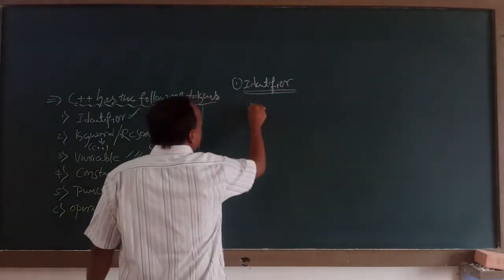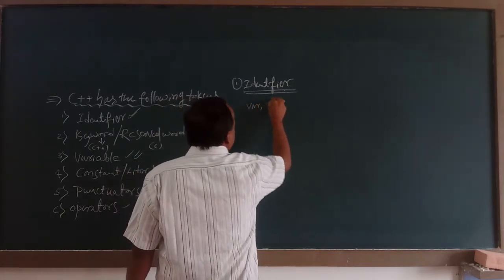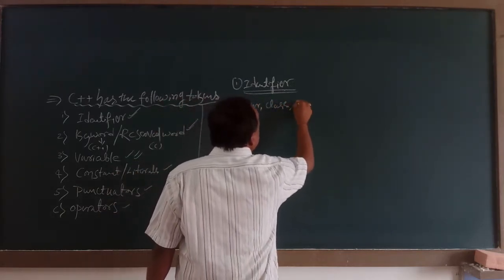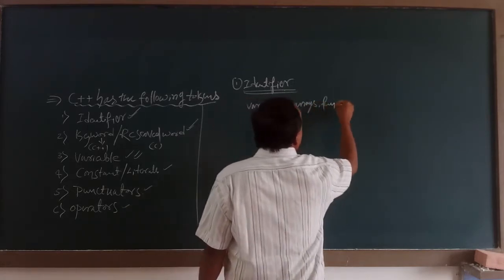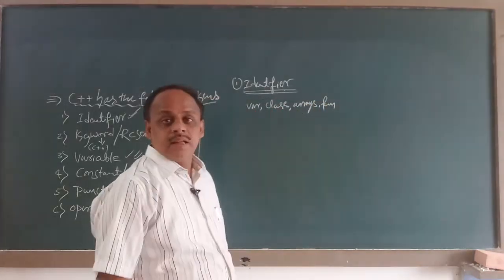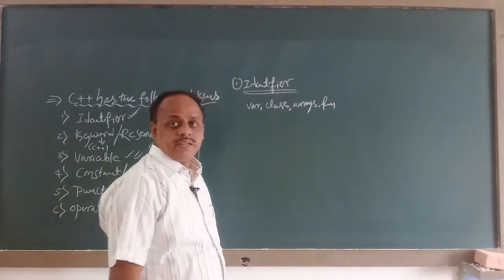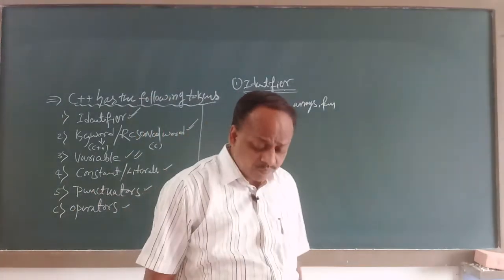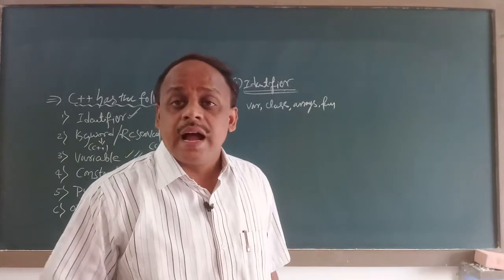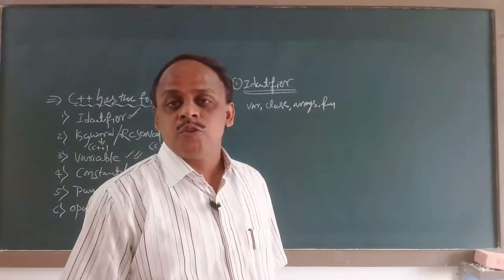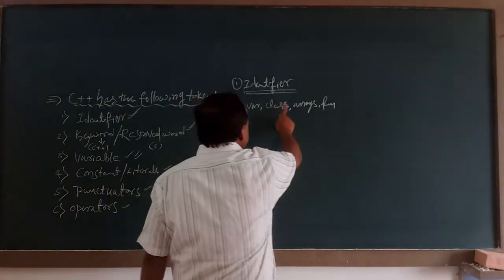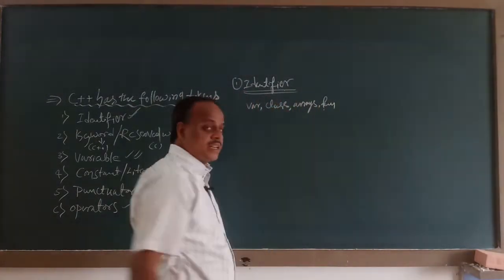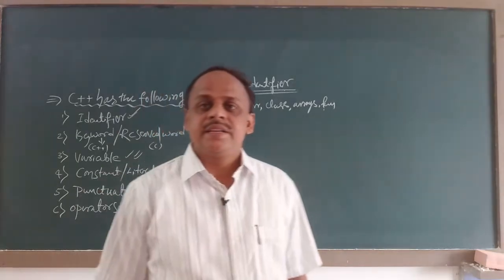Variables, class, arrays, functions are called identifiers, right? It is very simple. What is an identifier? Identifier is a name given to the programming element such as variables, arrays, functions, classes are called identifiers.